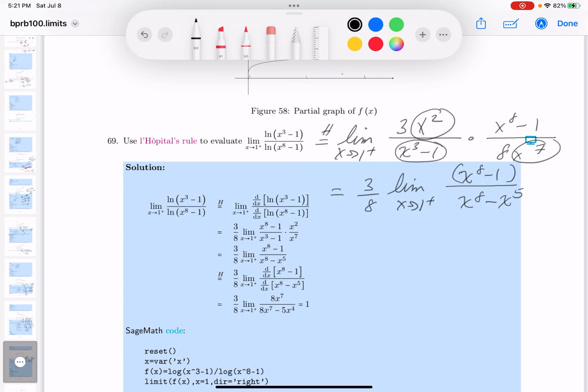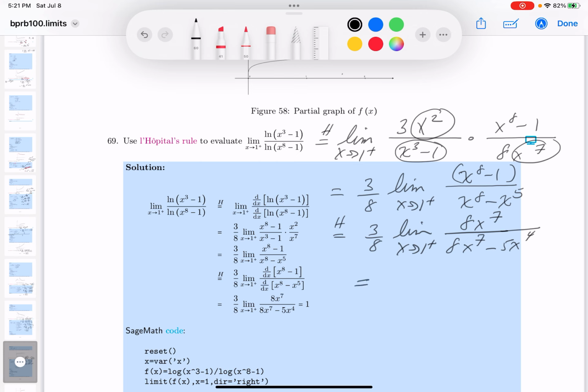Let's take a look at that. Top goes towards 0, bottom goes towards 0. Let's do L'Hôpital's rule again. That's going to be 8x^7. On bottom, what do you get? 8x^7 minus 5x^4.